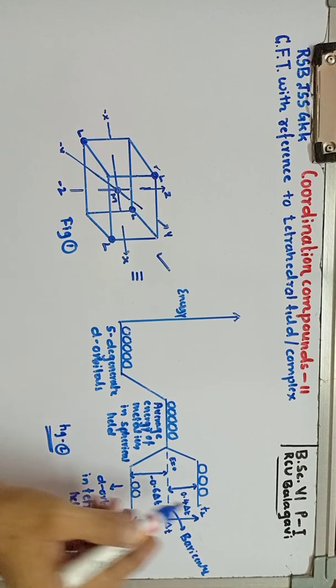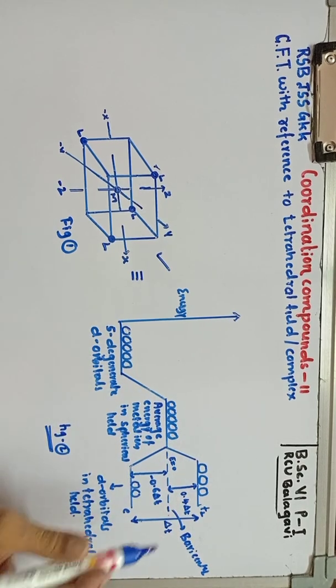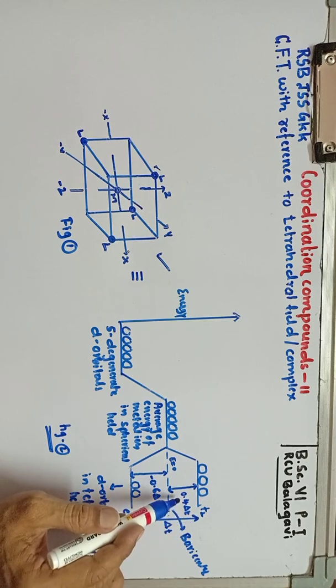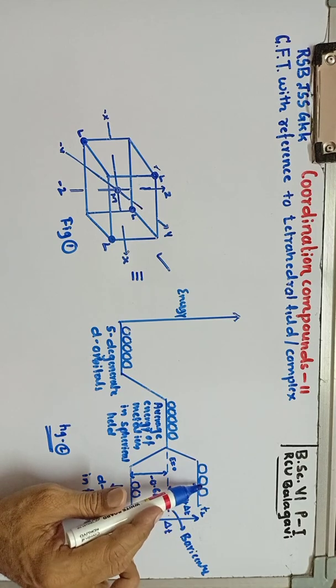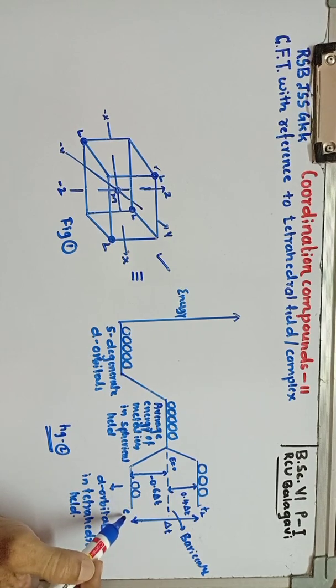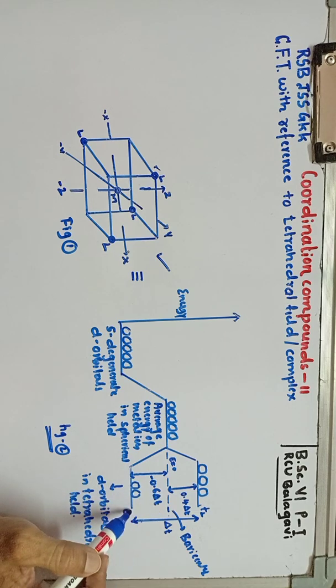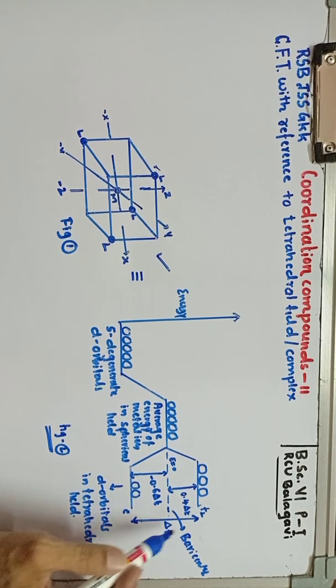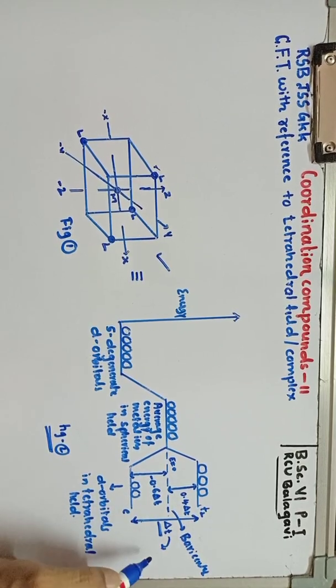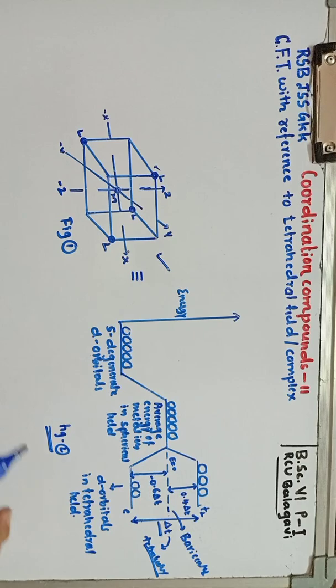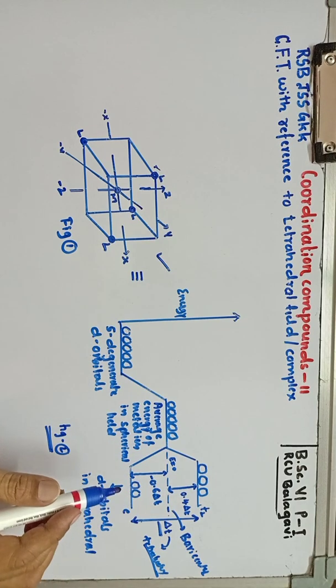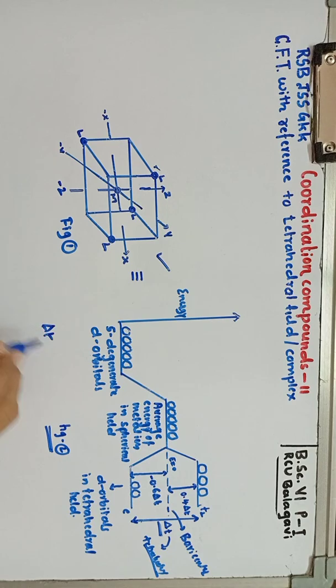Now from the crystal field splitting structure, it is very clear that the T2 orbitals are 0.4 delta T above the barycenter, whereas the E orbitals are minus 0.6 delta T below the barycenter. Here the total crystal field splitting in the case of a tetrahedral complex is represented by delta T, where T stands for tetrahedral.